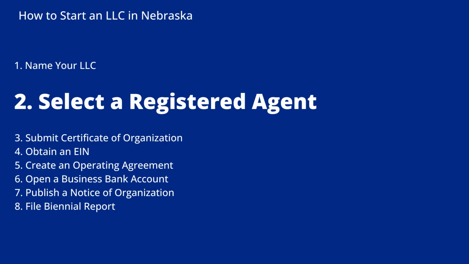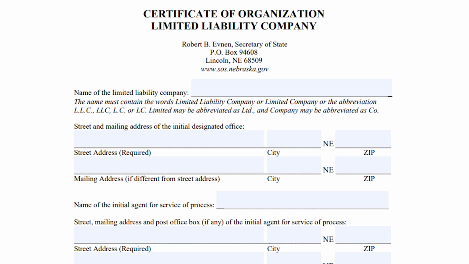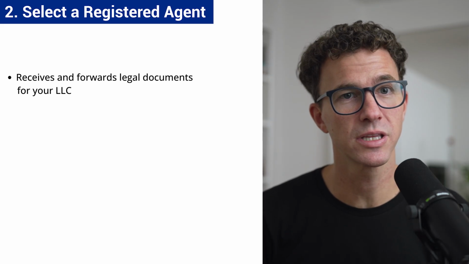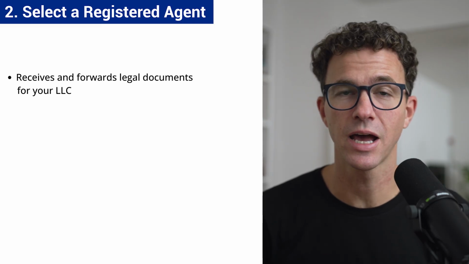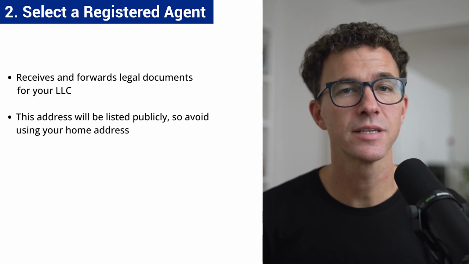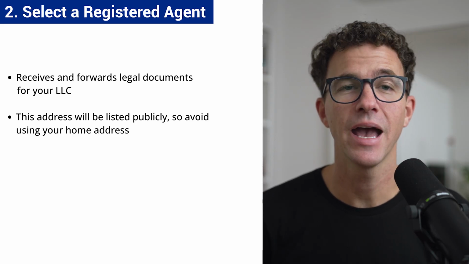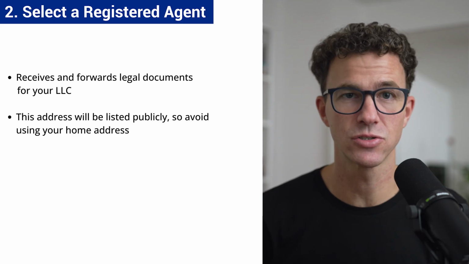Step 2, choose a registered agent. In Nebraska, you may also see them referred to as an agent for service of process, like on the Certificate of Organization PDF that you submit to the state. A registered agent is a person or business that will receive important legal documents and notices from the state on your behalf and forward them to you. This address will be listed publicly, so I wouldn't recommend being your own registered agent and using your home address as your registered agent's address.